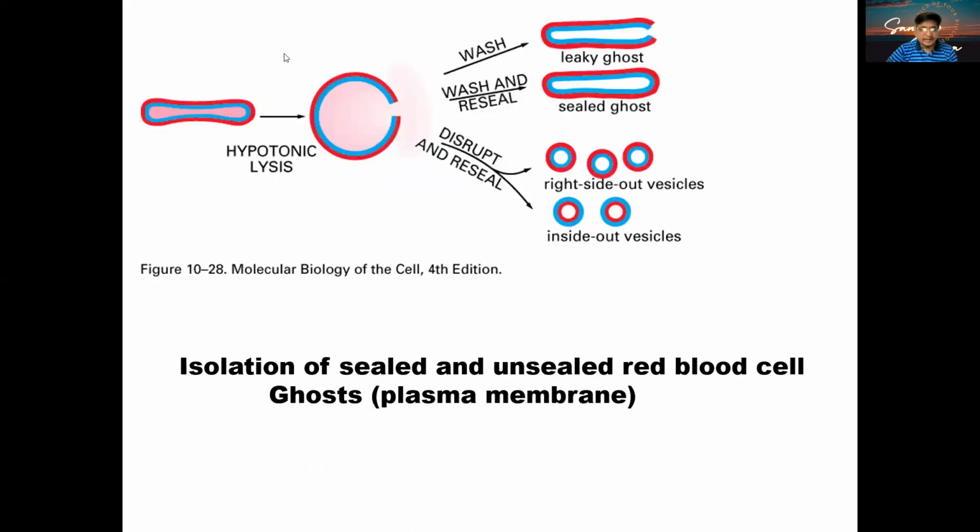So the ghost cell will be used for the purpose. Look over here. We take the RBC and put it into a hypotonic solution, it will burst, we wash it, and we have the leaky ghost. We allow them to reseal, or we can disrupt this again and reseal. What you see over here is the red color shown outside. It can be right side out, or it can be inside out. Inside out means the inner part has gone onto the outside, and the outer part has gone to the inside. Right side out is the same as we have in the RBC, but they are broken into small vesicle form.